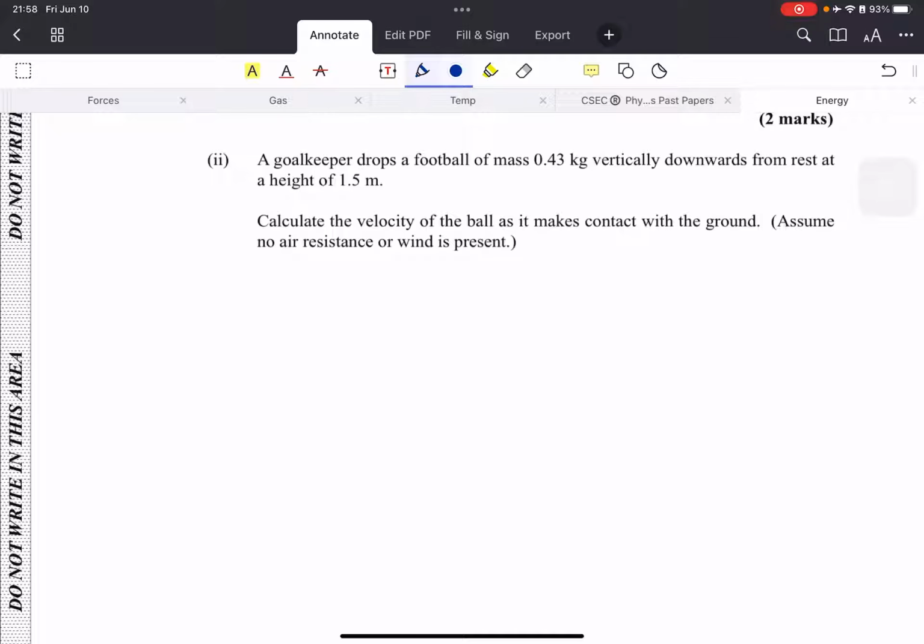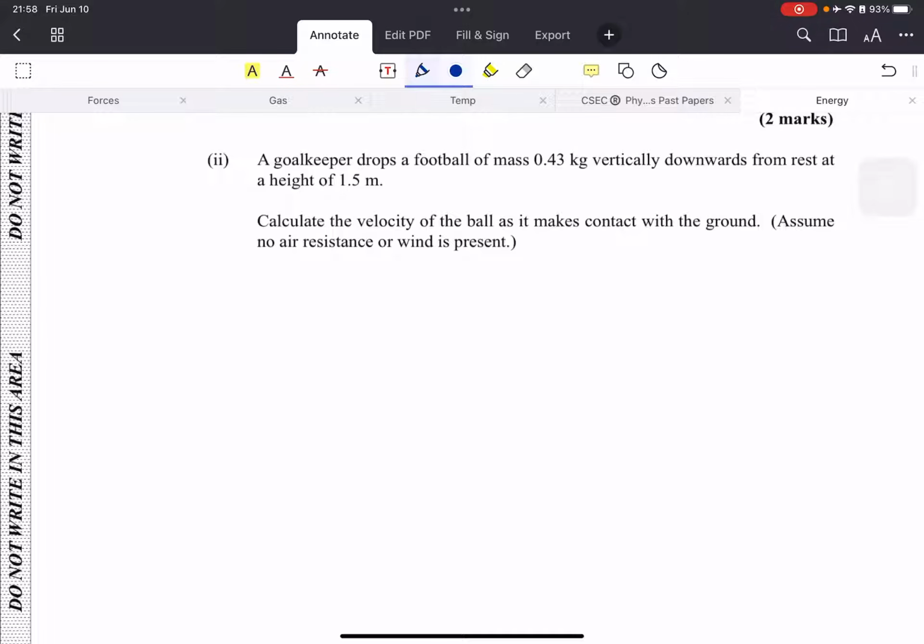A goalkeeper drops a football of mass 0.43 kilograms vertically downwards from rest. So he's holding it, and then he's just dropping it on the ground. Calculate the velocity of the ball as it makes contact with the ground.